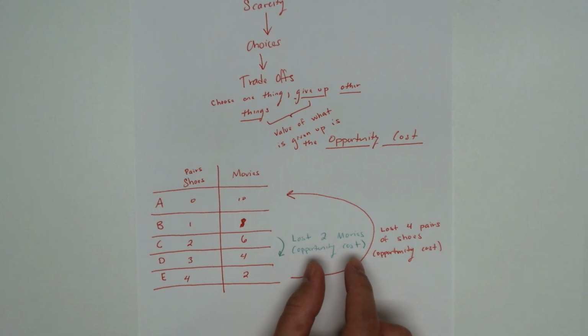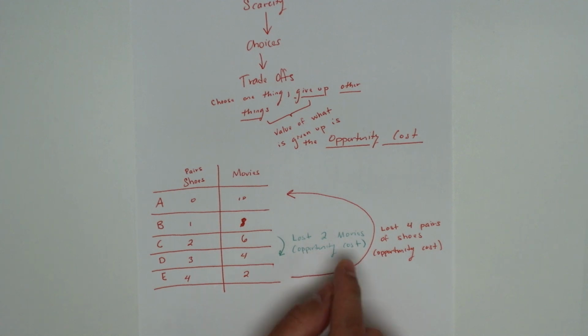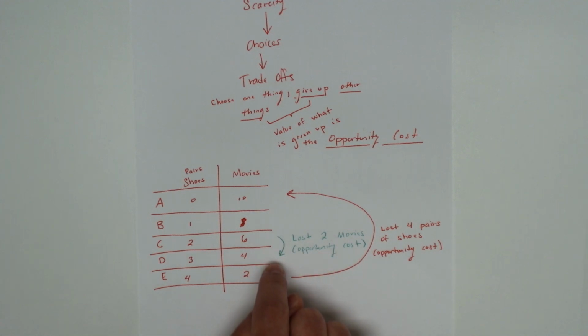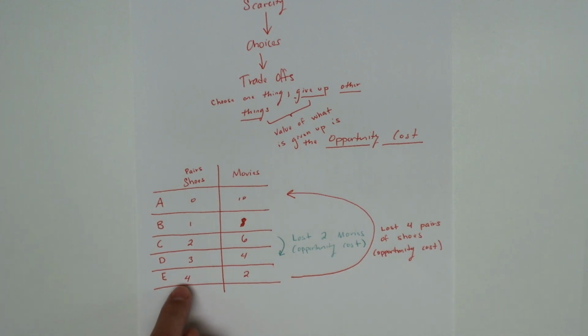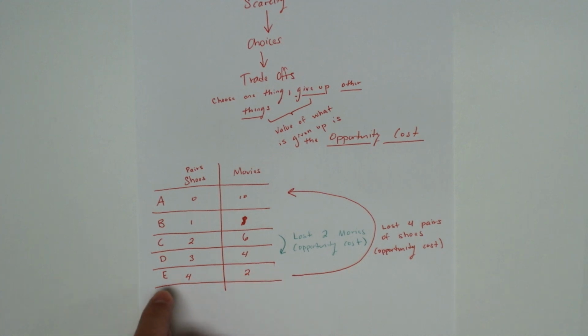Key thing here to remember is opportunity cost is looking at what you're losing only. So here I'm only losing movies. So the opportunity cost is just the 2 movies that I'm losing. Okay. Let's do another example. Let's say I was considering at the start buying 4 pairs of shoes and watching 2 movies. This would be represented by choice E.